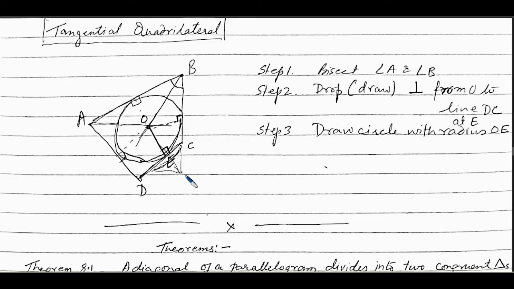Okay, now I have told you how to bisect an angle and how to bisect a side. Okay, and similar steps you do, you will get a center point. This is the intersecting point, and this is the radius, OE is the radius, and you draw. So bisect angle A and angle B, draw a perpendicular from O to line DC, and draw a circle with radius OE, and this is the radius OE.